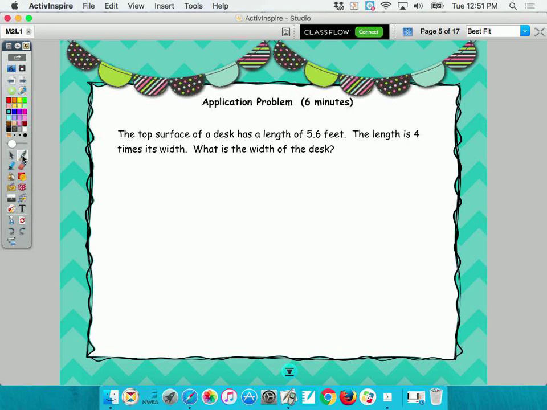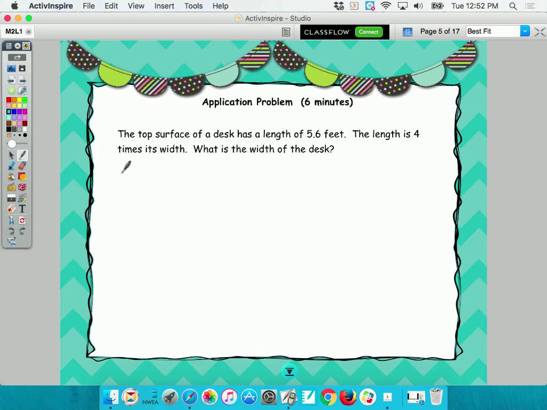So the top surface of a desk has a length of 5.6 feet. The length is 4 times its width. What is the width of the desk? Now, I asked you already, think about what's longer, the length or the width on this desk. Jose, what do you think? Length. You guys agree with Jose?